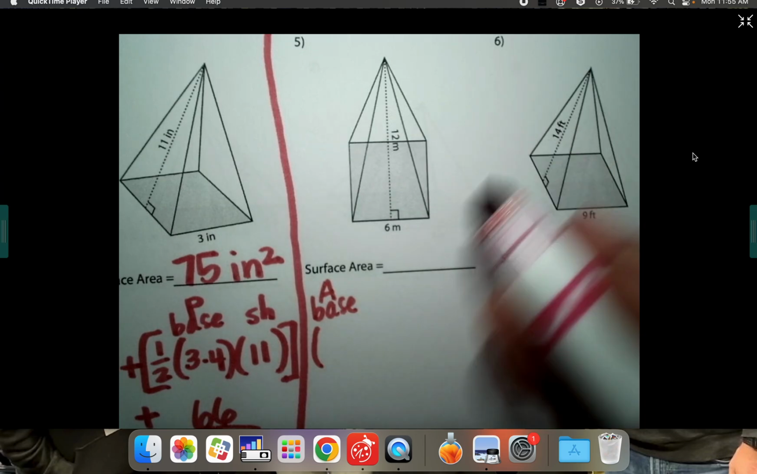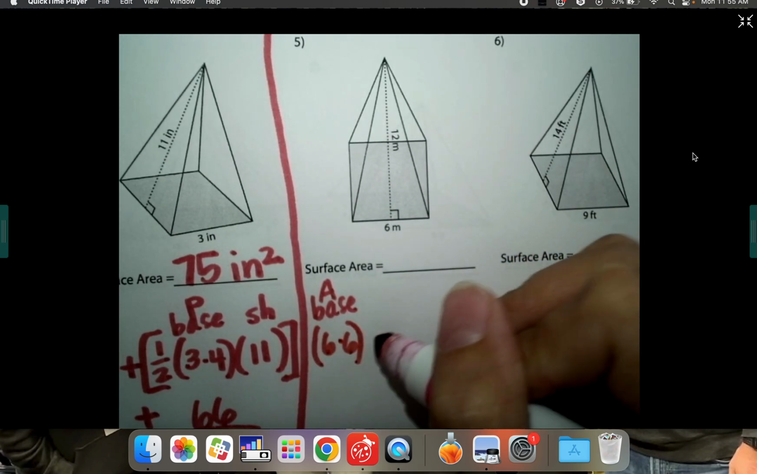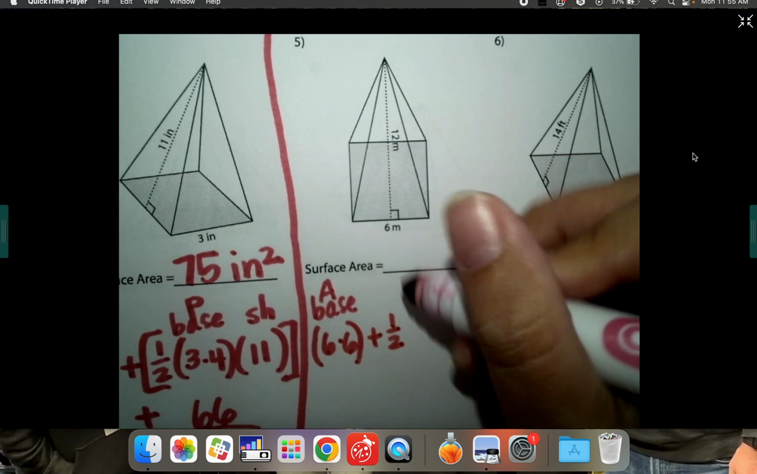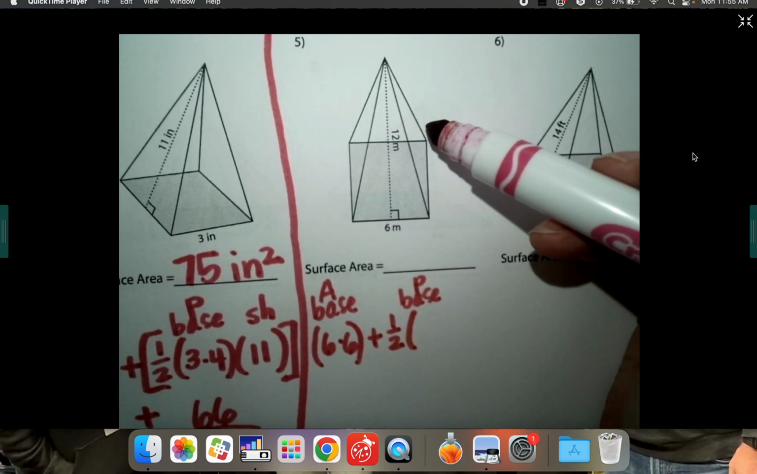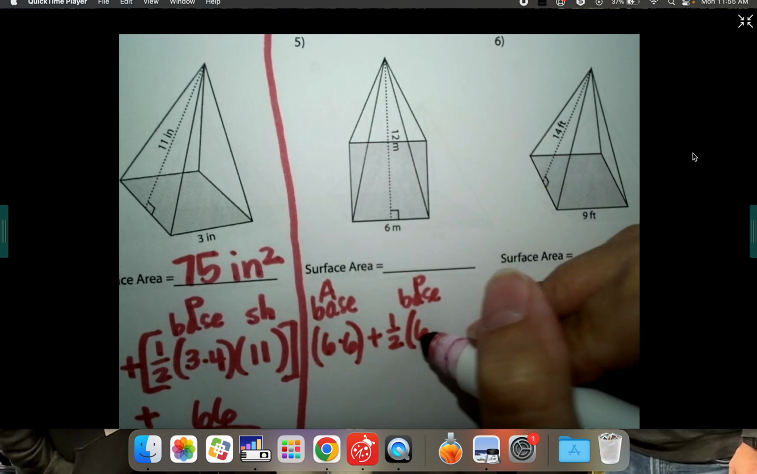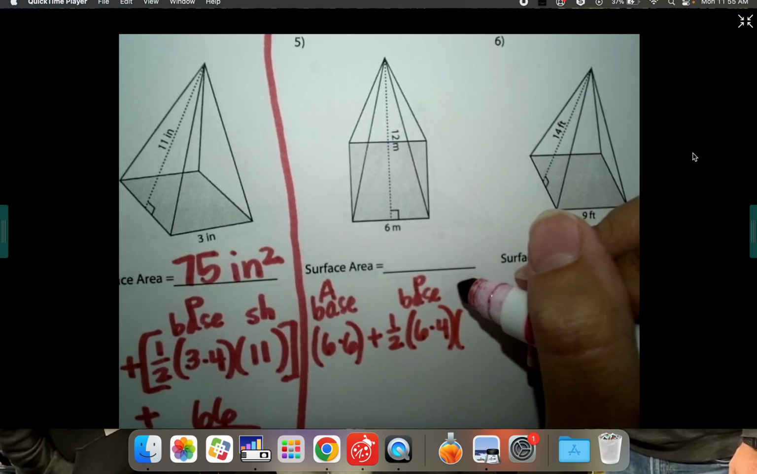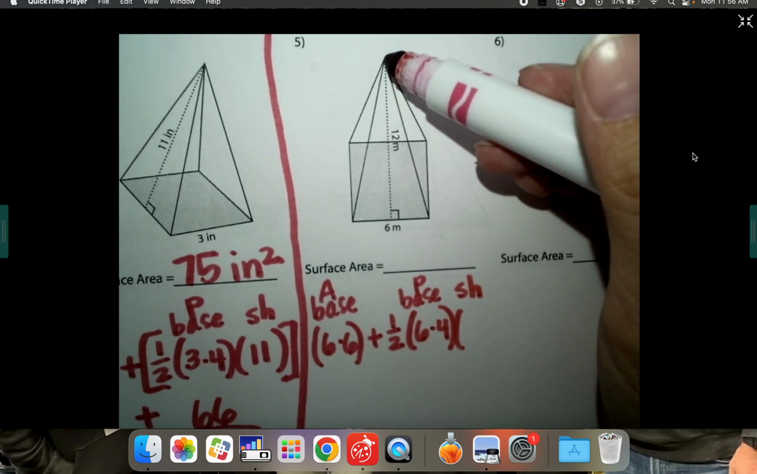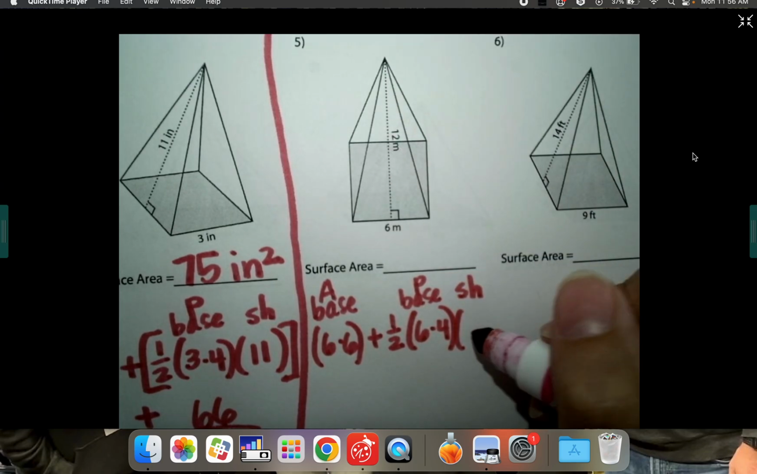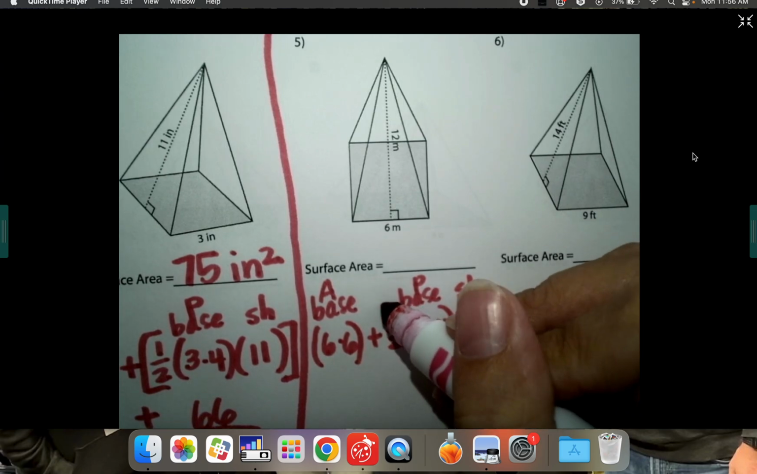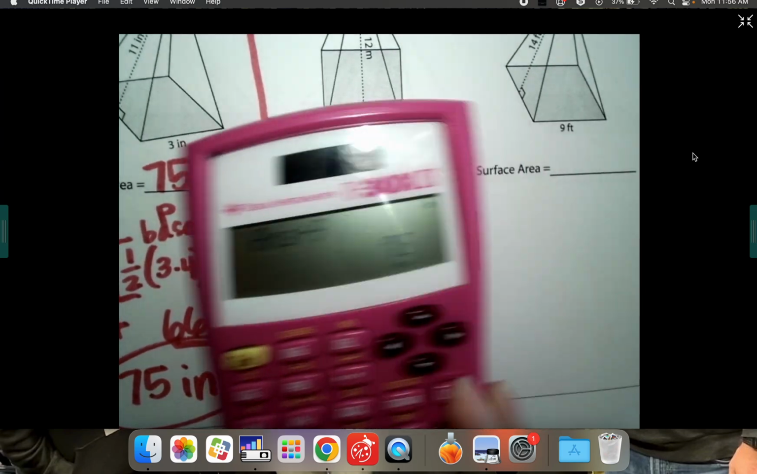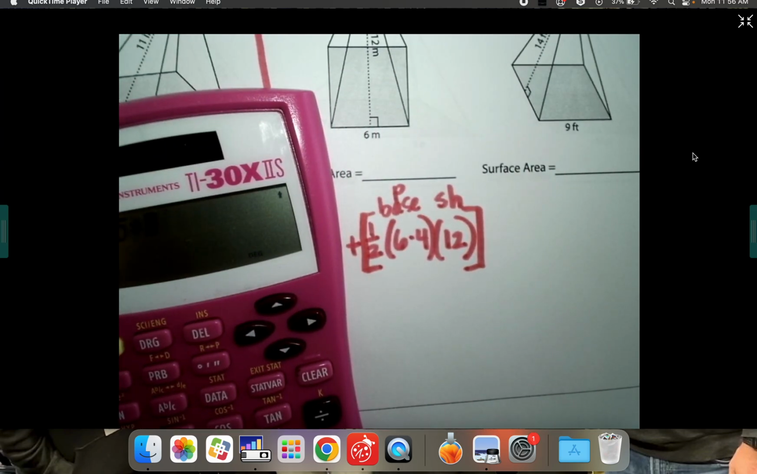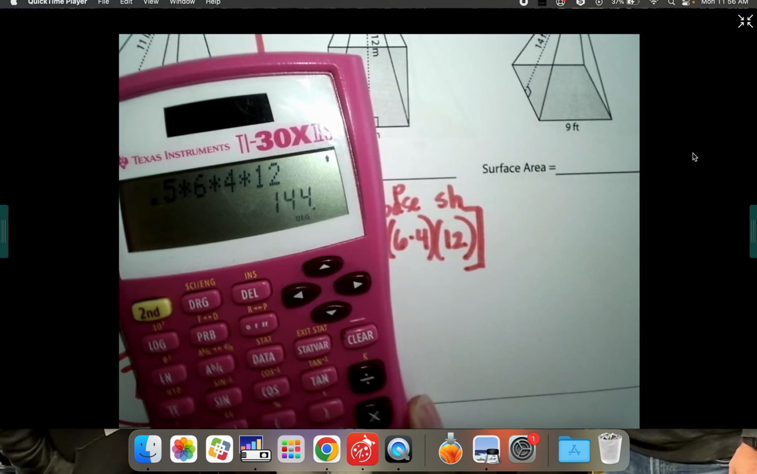So 6 by 6 is length times width, 6 times 6, plus 1/2 times the perimeter of the base, which the perimeter is 6 plus 6 plus 6 plus 6, which is the same thing as 6 times 4, times the slant height, which is 12. All right, so in my calculator, I'm going to do the first multiply section first. So 0.5 times 6 times 4 times 12 equals 144.